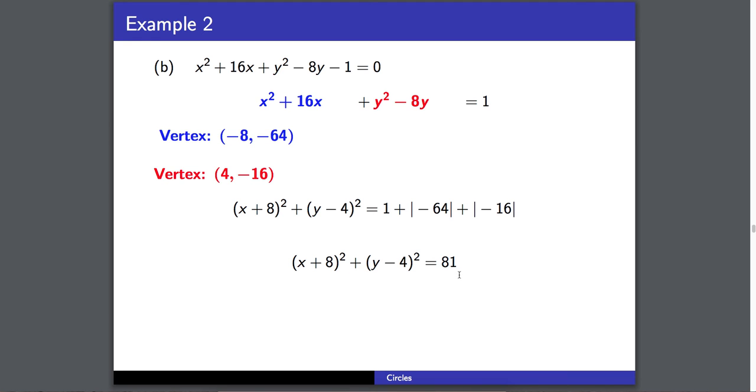And if we want to check that that's right, if we graph the original problem and then graph the answer we have for the equation, they should be the same graph. But in any event, the center of this circle here is (-8, 4), and the radius is the square root of 81, which is 9.